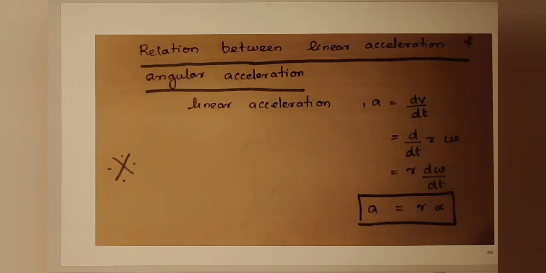Next is the relation connecting linear acceleration and angular acceleration. Here we write the equation for linear acceleration: a is equal to dv by dt, the rate of change of velocity. Instead of v, you can substitute the previous equation, v is equal to r omega. That is equal to r into d omega by dt. So a is equal to r alpha. These are the two equations which are very important in problems. You have to learn these equations by heart, and the derivation is also included in your syllabus.